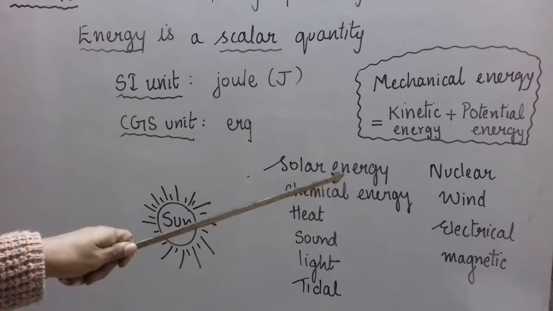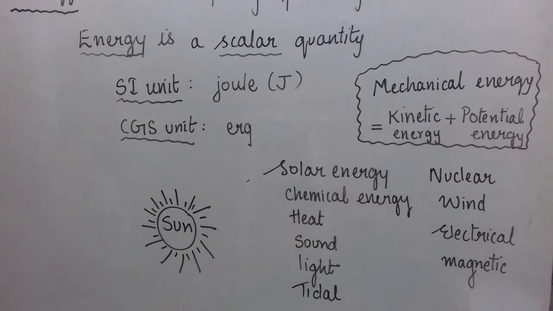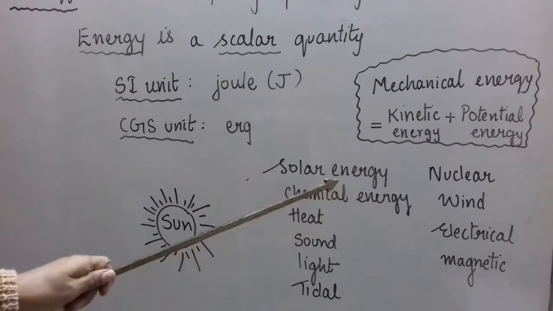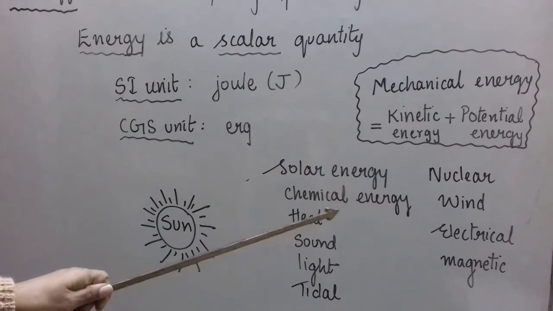Now nuclear energy. We know that nowadays for electricity, nuclear energy plants are also there. Wind energy, we know moving air is called wind and moving air has energy. So there is wind energy.